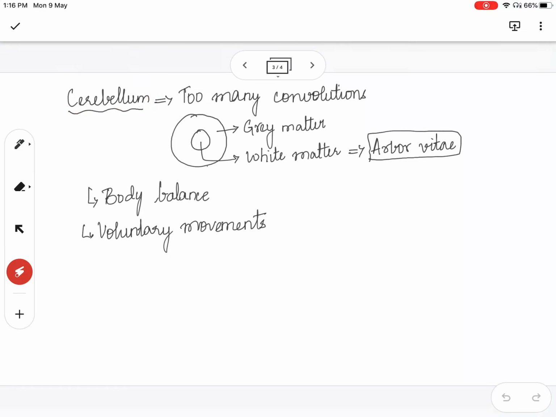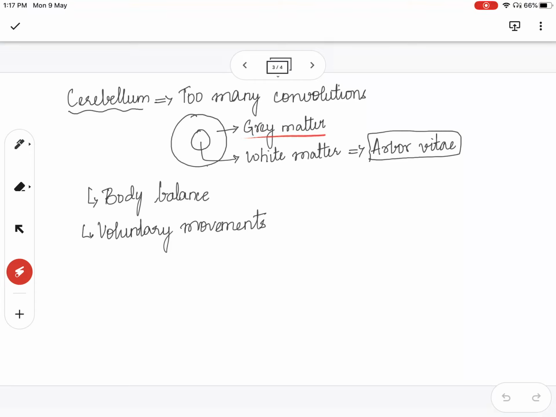Okay, then the most important point to remember about the cerebellum: when you take a section of the cerebellum, what is the outer matter and what is the inner matter? That question has also come up. Okay, the outer part of the cerebellum is made up of what?